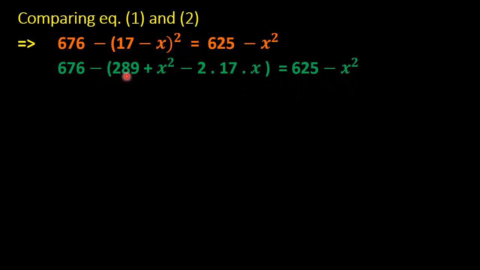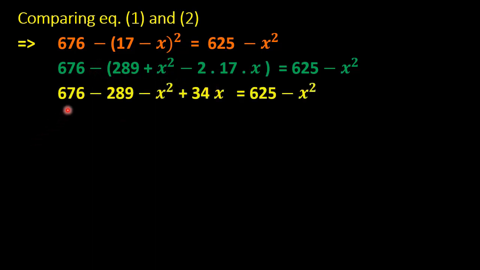And here we open the bracket, we multiply with this minus sign, then it will be 676 minus 289, minus into plus is minus x square, then minus into minus plus 2 into 17 is 34x equals 625 minus x square. So here on the left hand side also there is a term minus x square, and on the right hand side also there is a term minus x square. So we cancel this term, and the remaining is 676 minus 289 will be 387, then plus this 34x equals 625.